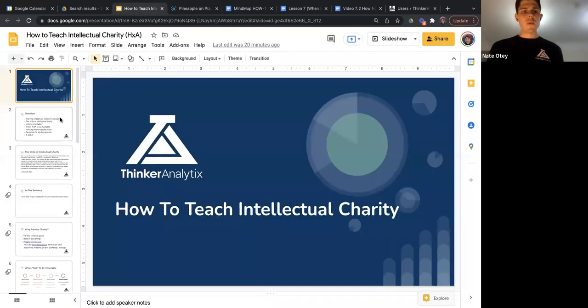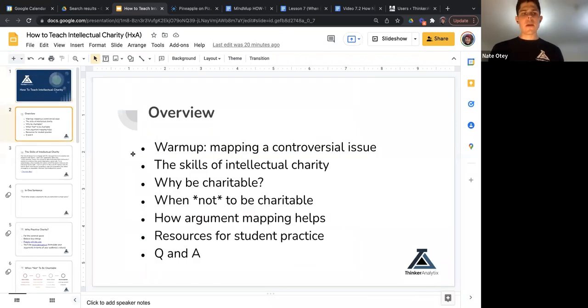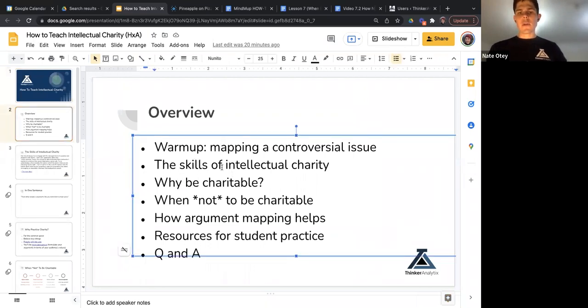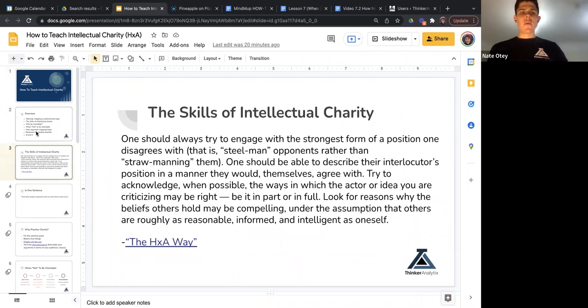Great. So this is about intellectual charity, right? And that's what Heterodox Academy is about. Just a brief overview of what we'll do. We already mapped a controversial issue. I want to briefly discuss what the skills of intellectual charity are, why to be charitable. Maybe we'll have a little time, we can talk about when not to be charitable or the limits of charity. And then I'll make the case for why argument mapping helps. And if we have some time, we'll try mapping another argument for a genuinely controversial position. And I'll leave you guys with some resources at the end. And as we go, please feel free to drop things in the chat or interrupt me or ask questions. I'd like to keep this interactive, and we'll be sure to get you out of here by the end of the hour.